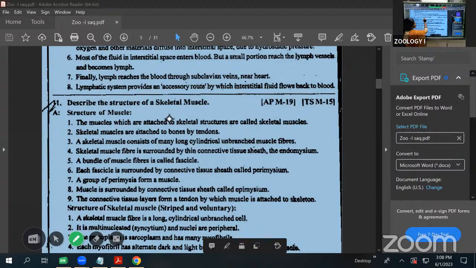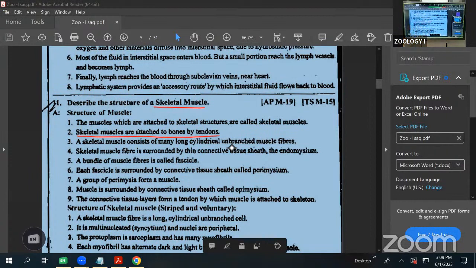Skeletal muscle is present where the bones are attached with the muscle, at those places. They attach with the tendons. With the tendons, the muscles are attached with the bone, and the skeletal muscle is mainly useful for voluntary actions. Skeletal muscles are attached to the bones by tendons.